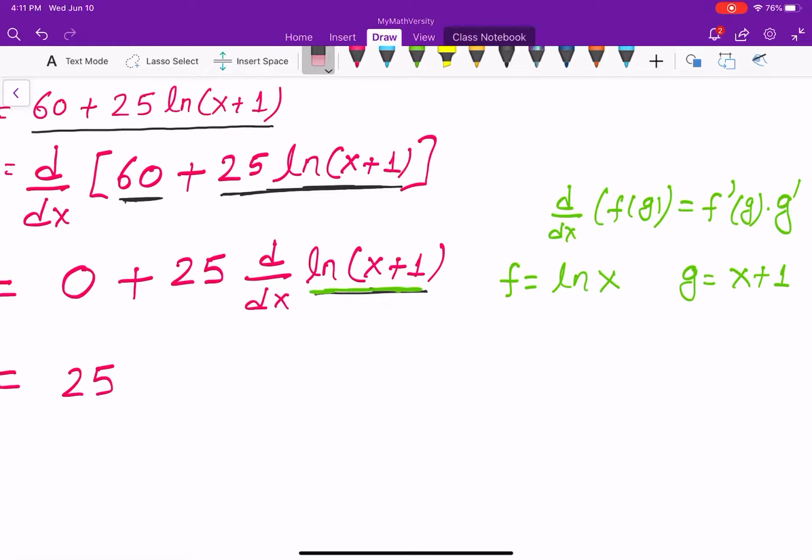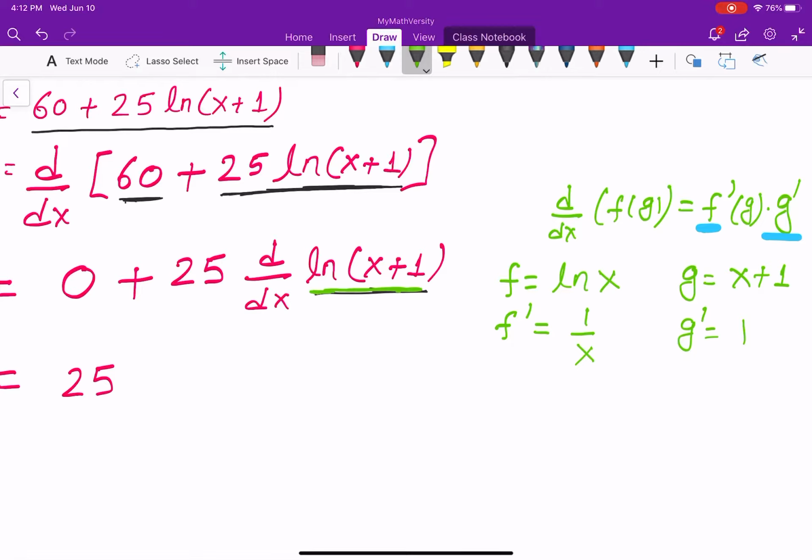So if that is the case, let's apply the chain rule. But to use the chain rule, I need to know what f prime and g prime are. So let's find that first. Okay, so what is f prime? The derivative of ln x is 1 over x, right? The derivative of g: the derivative of x with respect to x is 1, the derivative of 1 is 0, so g prime is 1. Alright, so let's apply the chain rule.